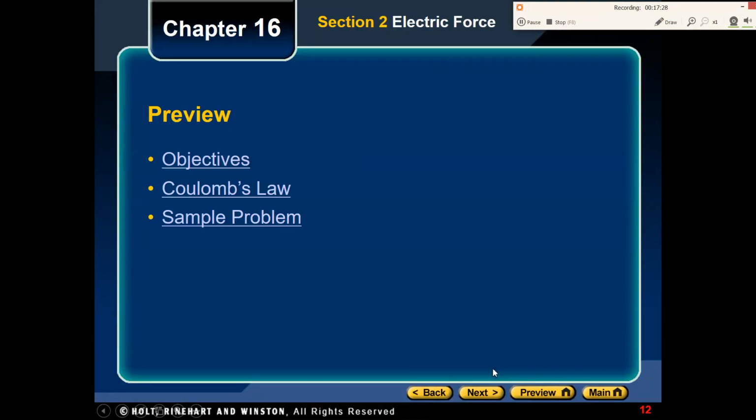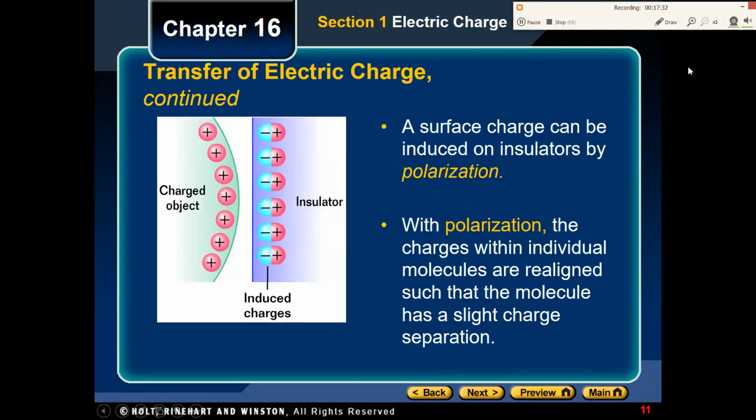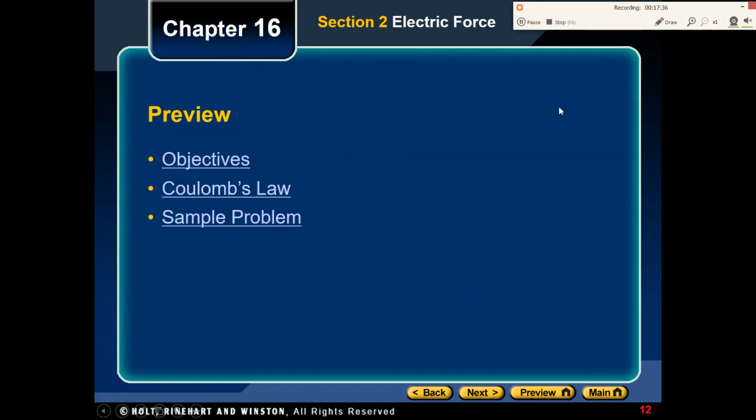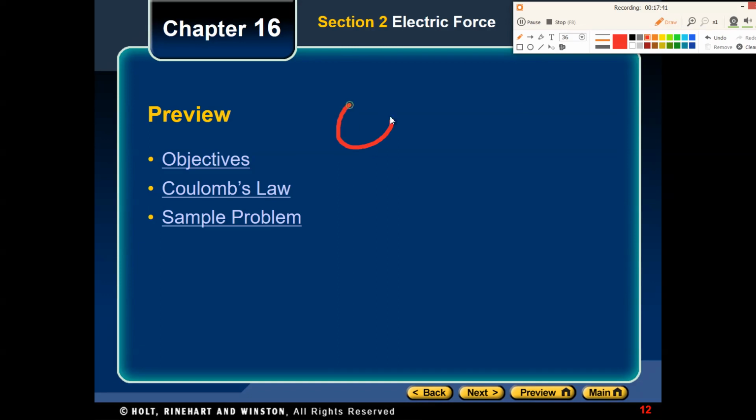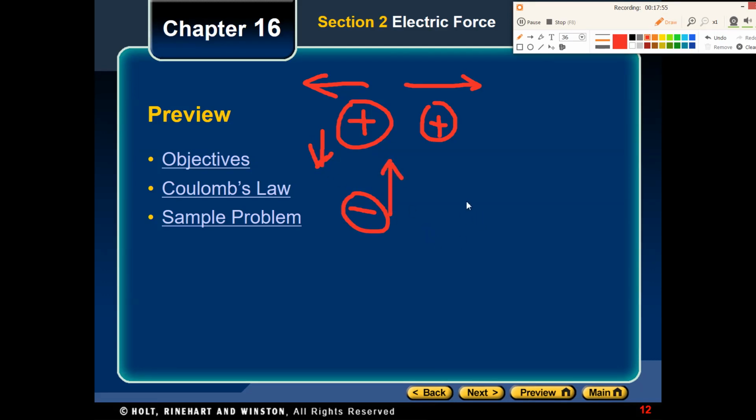Right, so that's all for section 1. Just a quick review of what we talked about. Positive charges, the same kind of charge, repel each other, and opposite charges attract each other.